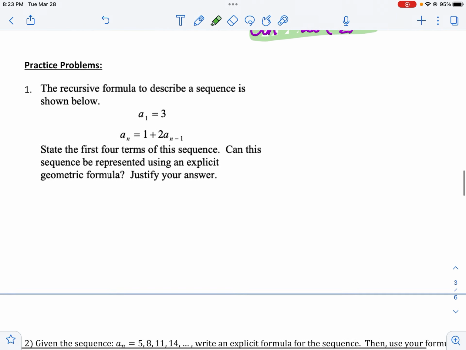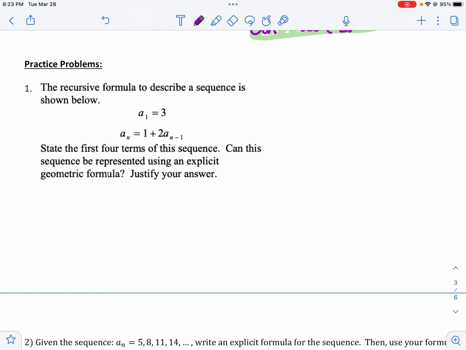So now let's take a look. I have 4 practice problems, I believe, and then you'll have a delta in class tomorrow. The recursive formula is described in the sequence below. So here's your first term. The next is equal to 1 plus 2 times the previous. State the first 4 terms of the sequence, and then they want to know if you could use an explicit geometric formula.